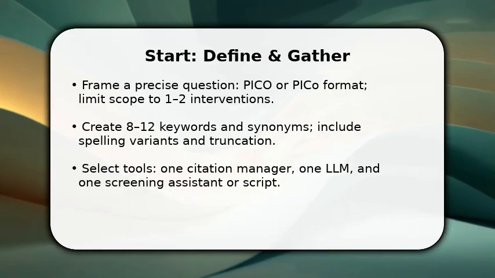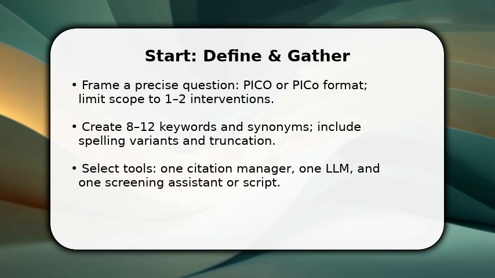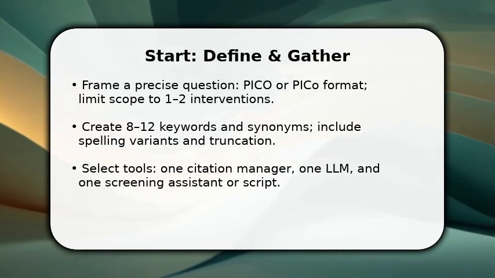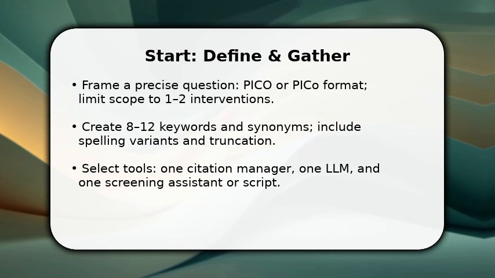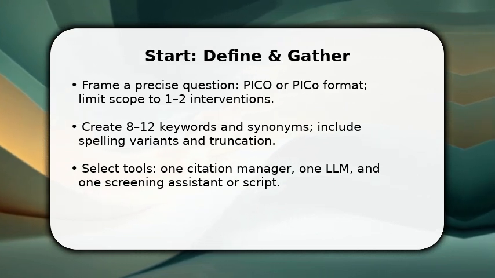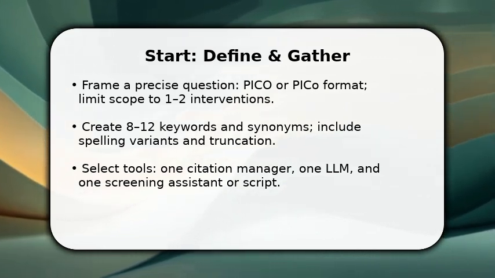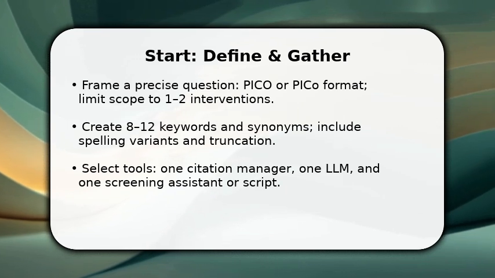You begin by defining a tight research question using PICO so the review stays manageable. Once done, generate 8-12 keywords and synonyms, including spellings and truncations, because breadth matters for recall.